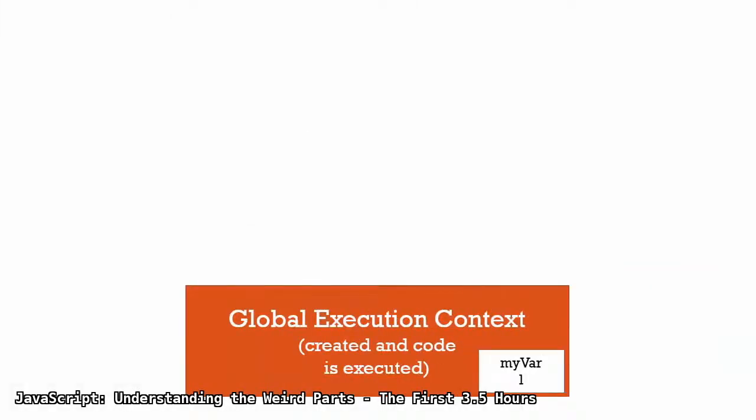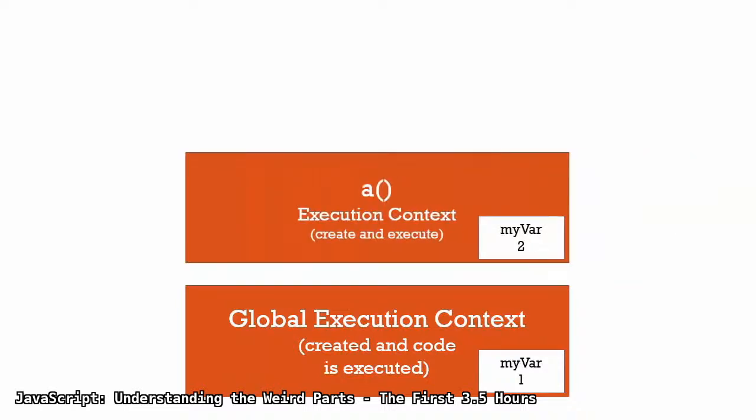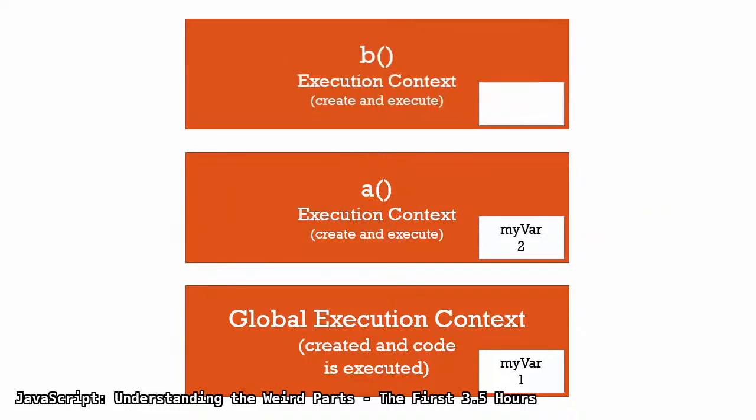Well, remember, we have our execution stack. At the global level, it was 1. When A is run, we also varred myvar, and that was a value of 2. And then when B was executed, we just console.logged, and we didn't declare anything. And that was just empty. There is no myvar in that execution context variable environment.